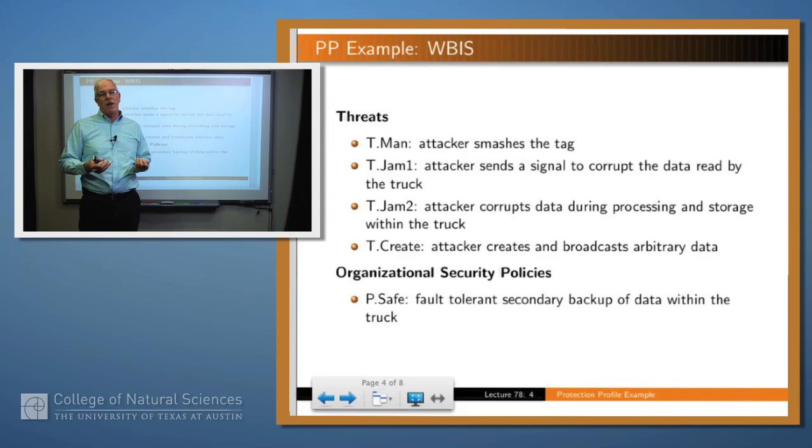Okay, and then what are the threats? Well, whoever put this together identified at least 4 threats. Someone smashes the tag. The attacker sends a signal to corrupt the data being read by the truck, or the attacker corrupts the data somehow during the processing and storage within the truck, or then there's some failure in, or the attacker creates and broadcasts arbitrary data. So those are threats that one might imagine. Have they thought of all threats? Well, we're not sure, but it seems like that's a pretty good enumeration.